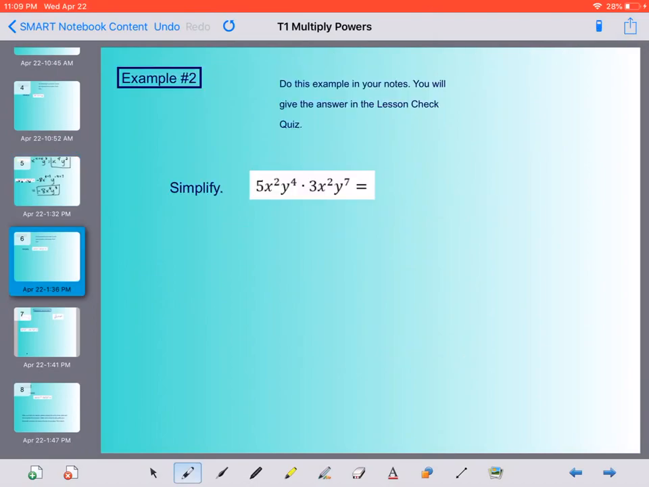Okay, here is example 2. Do this example in your notes. You will give the answer in your lesson check quiz. Simplify 5x squared y to the 4th times 3x squared y to the 7th. Go ahead and pause, work through that, and write down your answer.